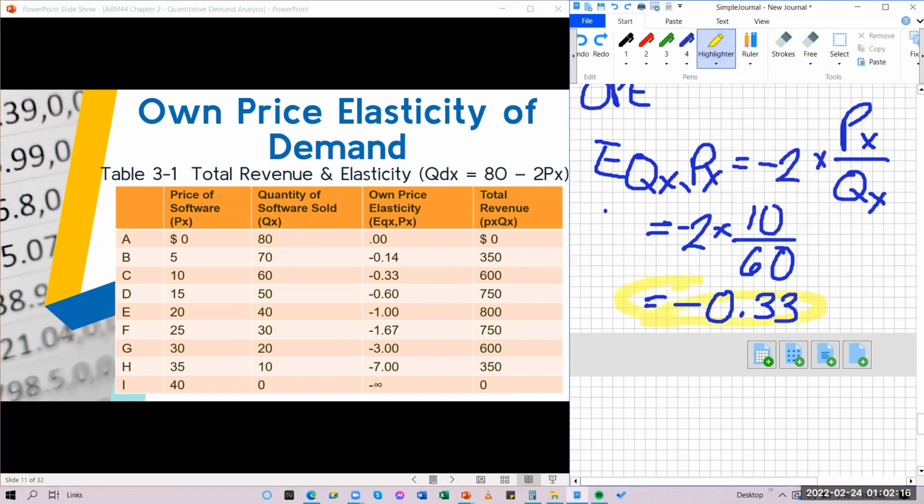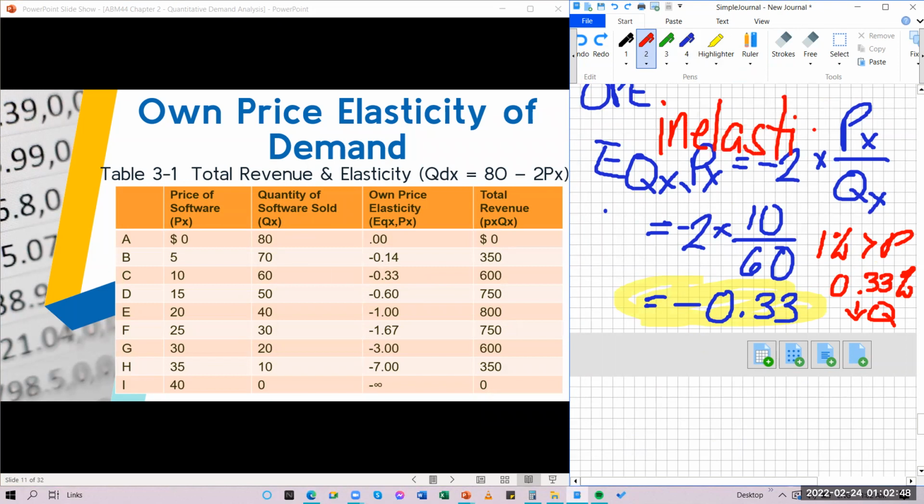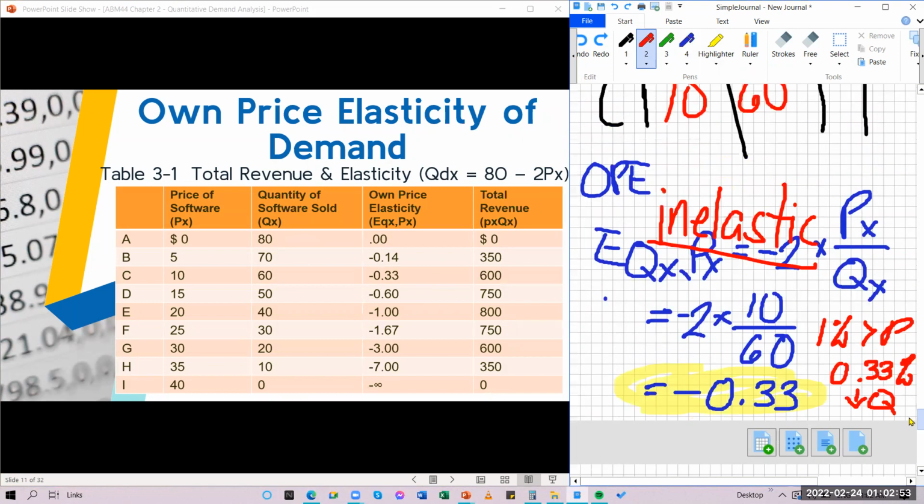So let's interpret our result. It is negative. As I said, for every 1% increase in your price, it will lead to a 0.33% decrease in your quantity demanded, because the sign of the result is negative. How about its absolute value? It is less than 1. So this is inelastic demand, an inelastic demand curve. That is how we will be interpreting it.